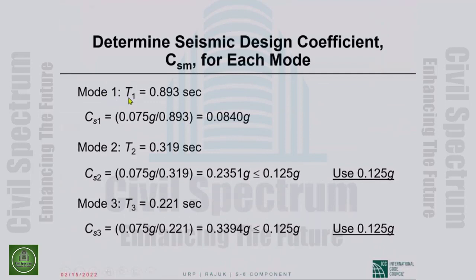We have modal periods. First mode period 0.893 seconds. So the first mode base shear coefficient is 0.75G divided by the modal period, which is 0.840G. Second mode period is so much. So the second mode base shear coefficient is 0.75G divided by the period, which is that, but it cannot be any larger than 0.125G. So use 0.125G for the second mode base shear coefficient. For the third mode, the period is so much. So 0.75G over period is 3.394G, which being larger than 0.125G, we use 0.125G.